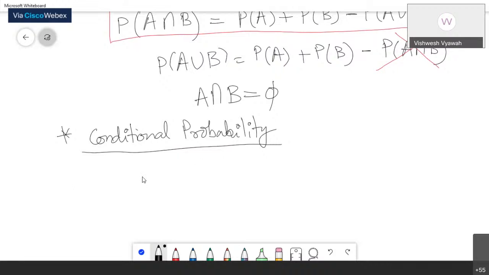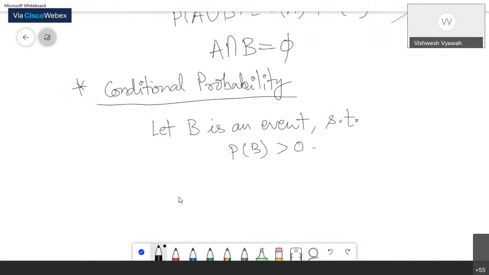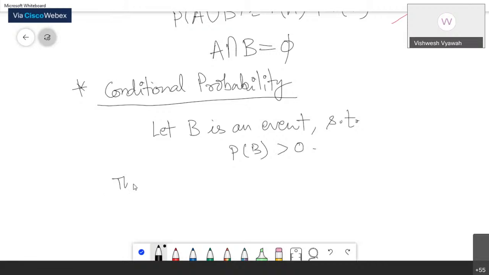Now, let me first write down the definition. Let B be an event such that probability of B is greater than 0. So B has a non-zero probability. Then the probability of another event A, provided B, is equal to the probability of A intersection B divided by the probability of B.